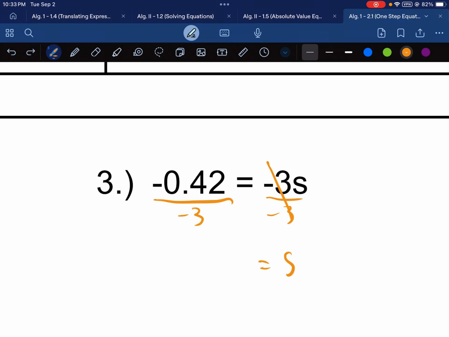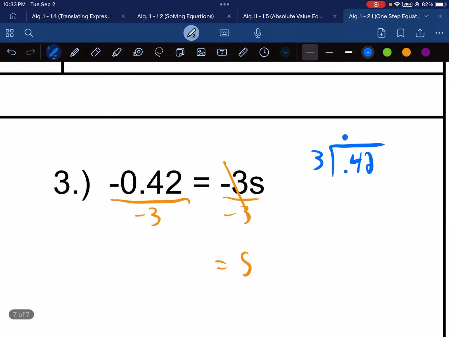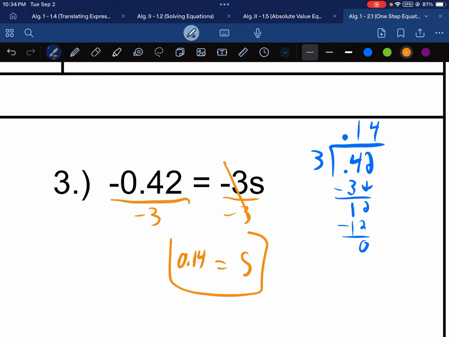On the left side, I know a negative divided by a negative will be a positive, but it might be hard for us to do 0.42 divided by 3. So I'm going to make this long division, 0.42 divided by 3. I'm going to bring up my decimal in the exact same spot it's in, and I say 3 goes into 4 one time, and we get 3, we subtract and get 1, bring down the 2, and 3 goes into 12 4 times exactly, and we get 0.14. So s is equal to 0.14, or just .14, the 0 being optional.